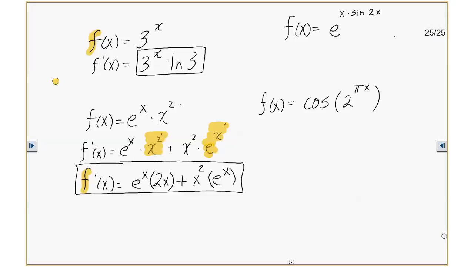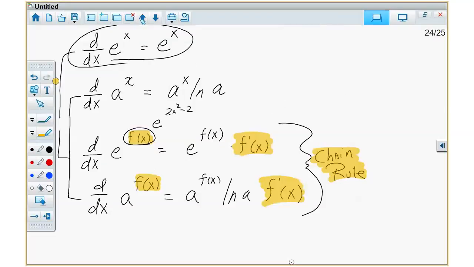So this is e to a function, right? Correct? Yes. X times sine of x, that's not e to the x. So we've got to follow this rule right here. We got to rewrite it and then take the derivative of the function, which means we got to use the product rule again.